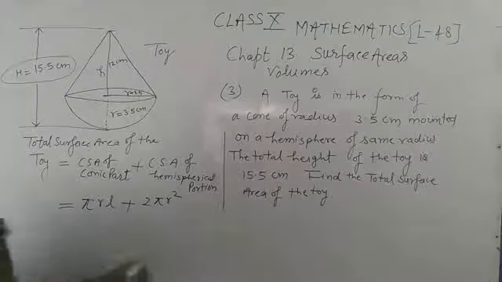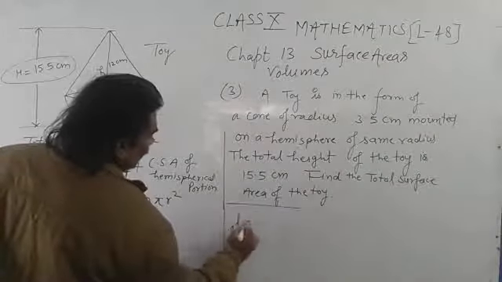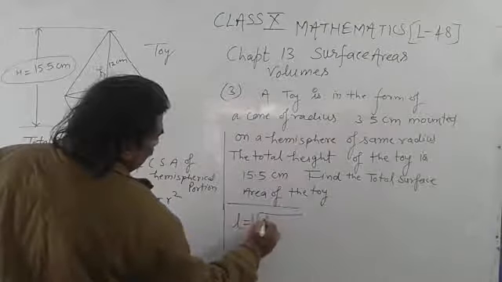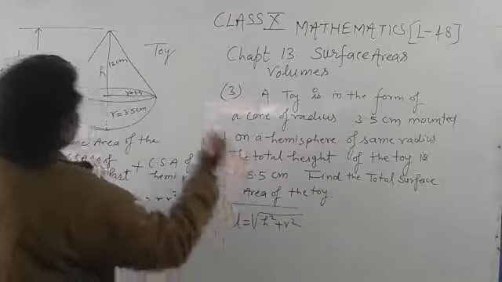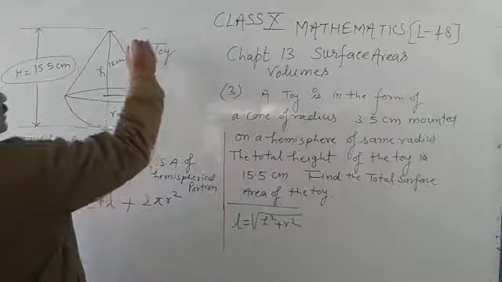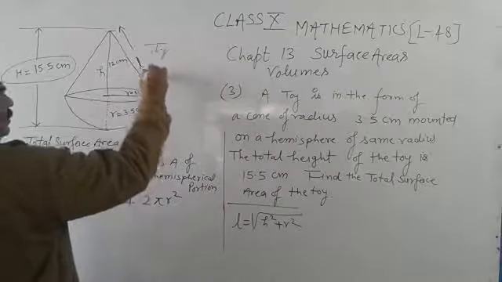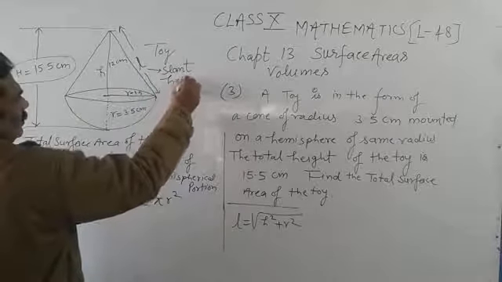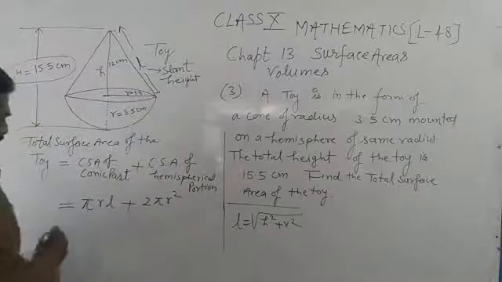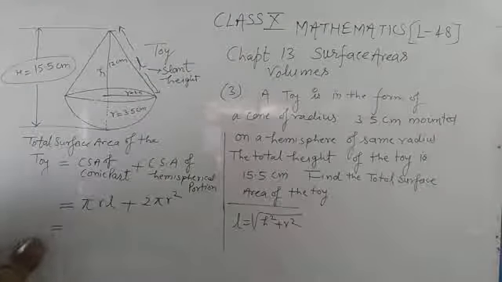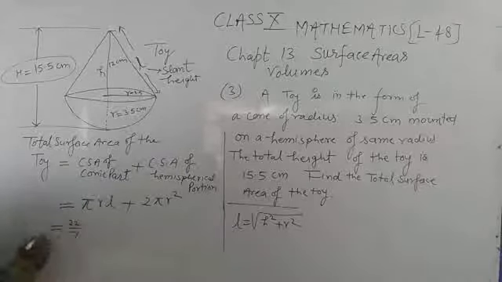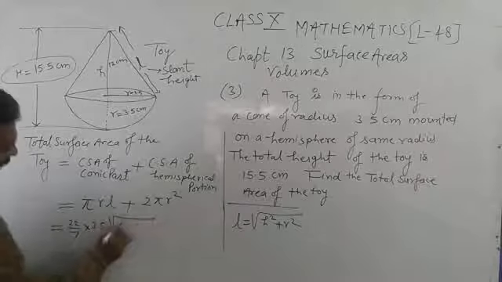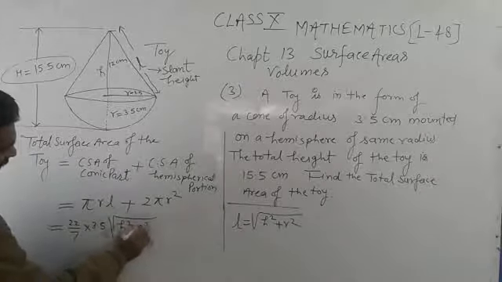So students, now this L can be written as under root h square plus r square. You know, this is slant height. This L is nothing but slant height. Okay. Now use pi 22/7, and radius is here 3.5, and L is in terms of h square plus r square.